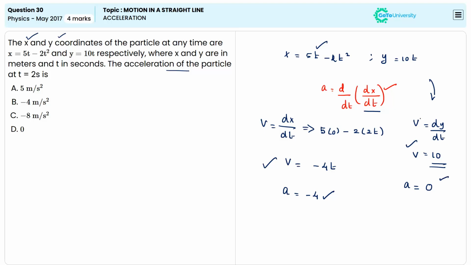So here the question is about what is the value of acceleration at 2 seconds. But in the acceleration, there is no value of t. So we can say whatever may be the time, the acceleration will be equal to negative 4 meter per second square regardless of time. So the correct answer here is option B.